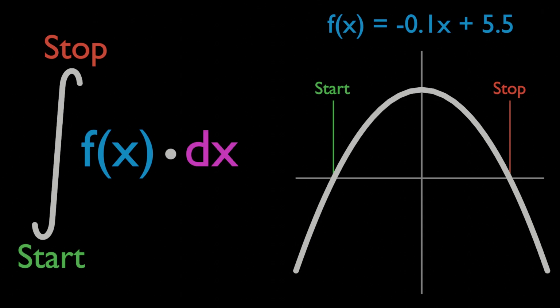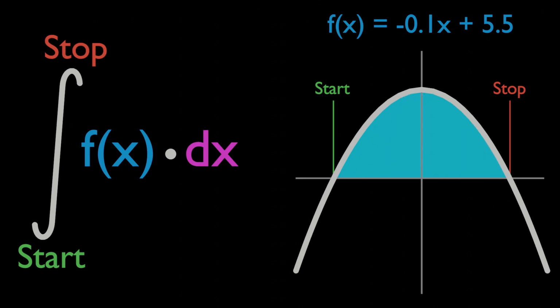And what this whole thing is going to do is divide the area underneath the graph into an infinite number of rectangles, add up the area of those rectangles, and return the area underneath the curve.